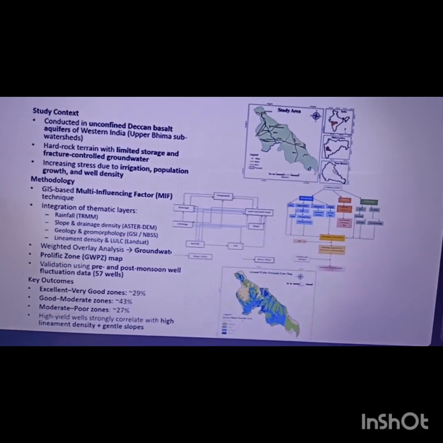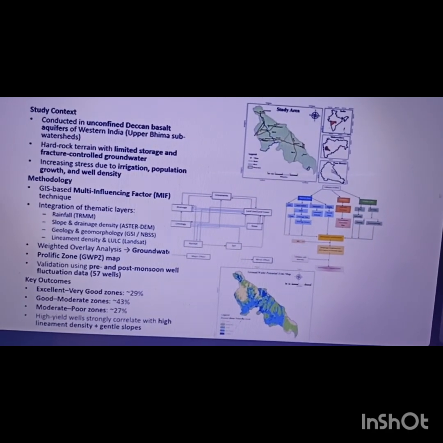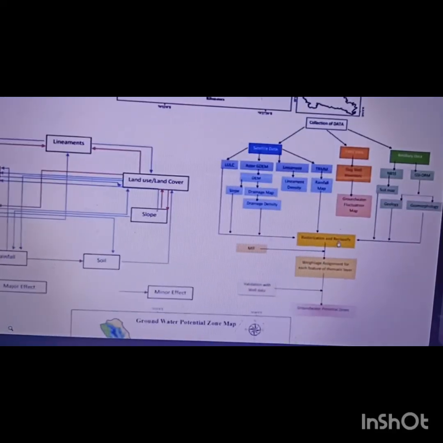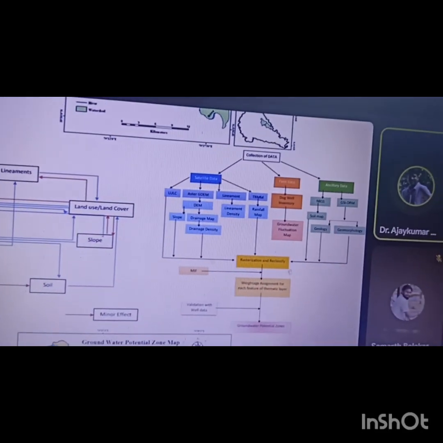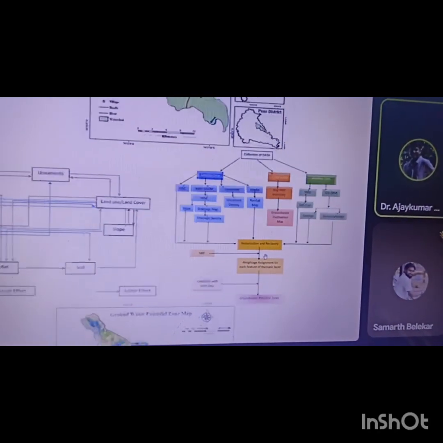To identify these prolific zones, we are using various layers such as rainfall, slope, geology, geomorphology, and lineament. Here we use the method of weighted overlay analysis. If you see over there, we have done rasterization and weighted assessment of each feature, and then we derive the groundwater potential or prolific zone.